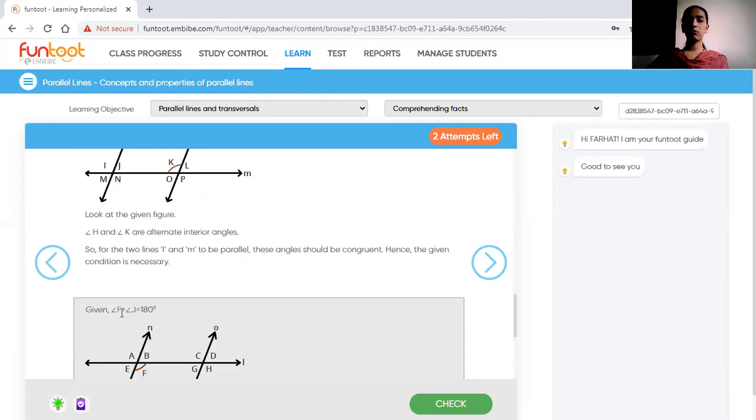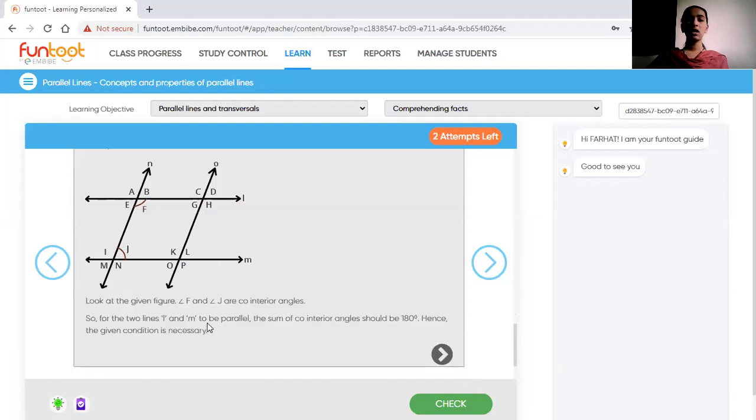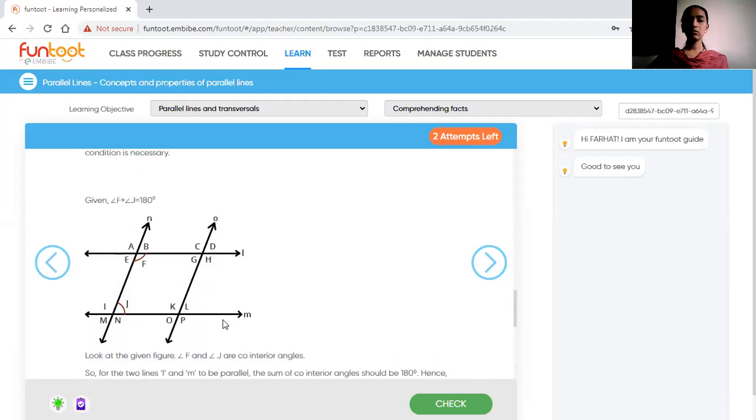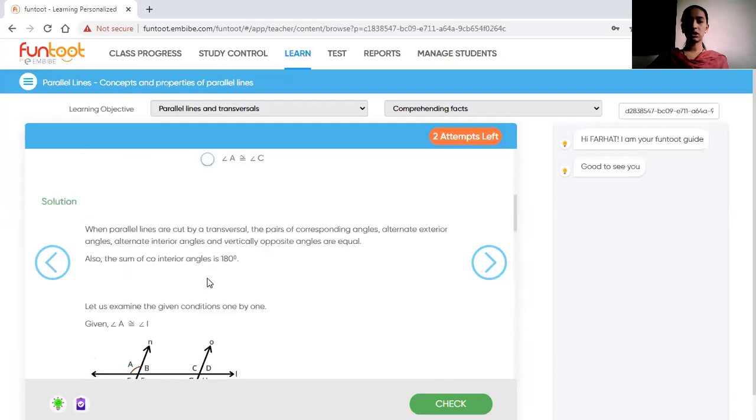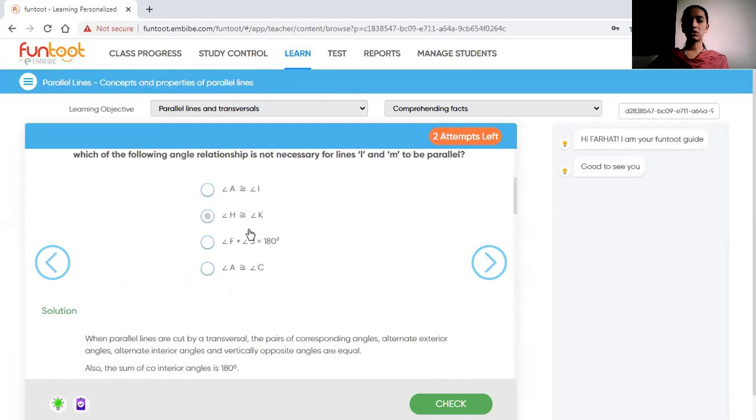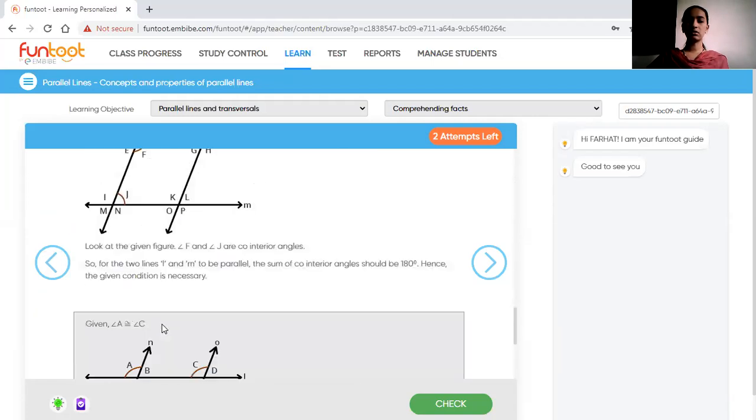then addition of, yes, F plus G. Where is F? Here is F and here is J. So for this, these conditions are necessary. Okay, students, understand this. That means all which conditions are there? F plus J, A is congruent to I. Okay, so the solution will be like this.